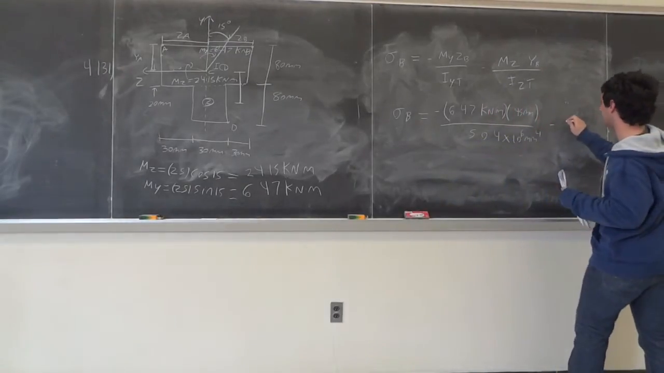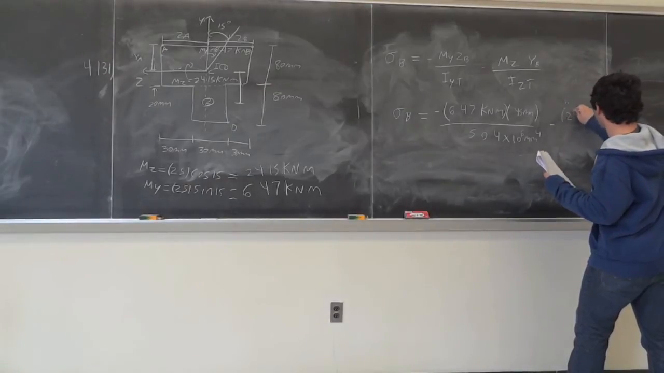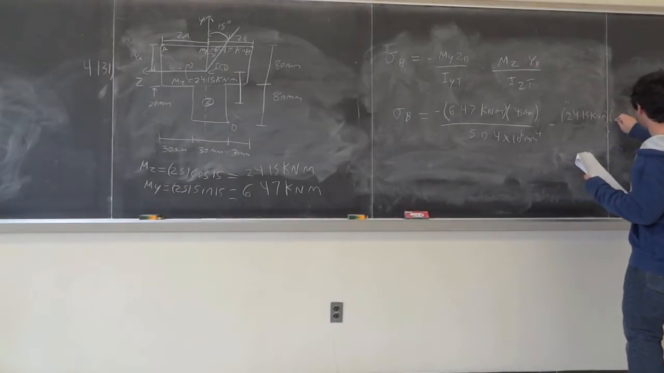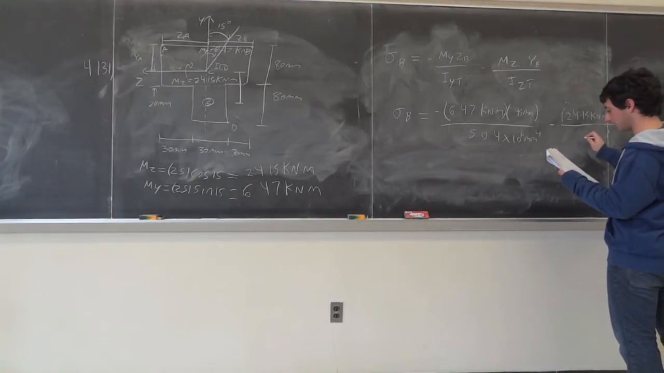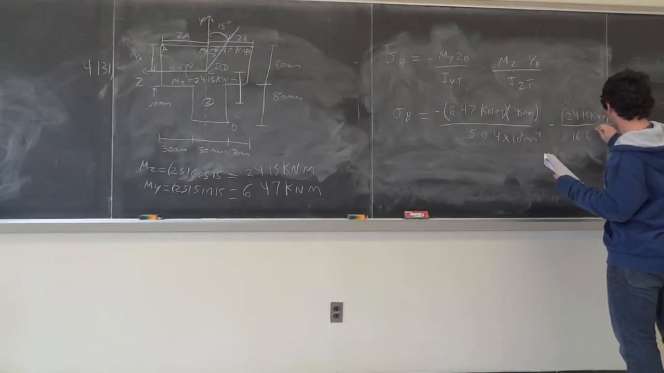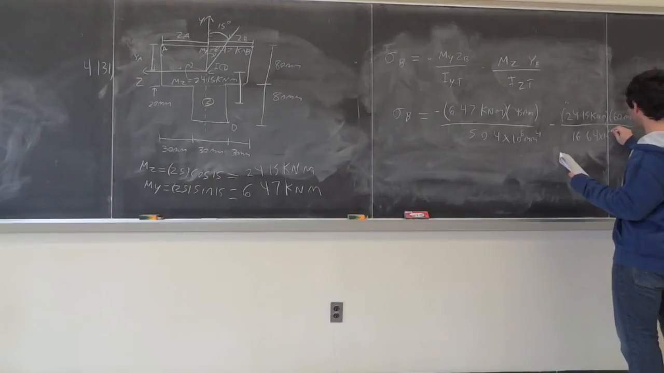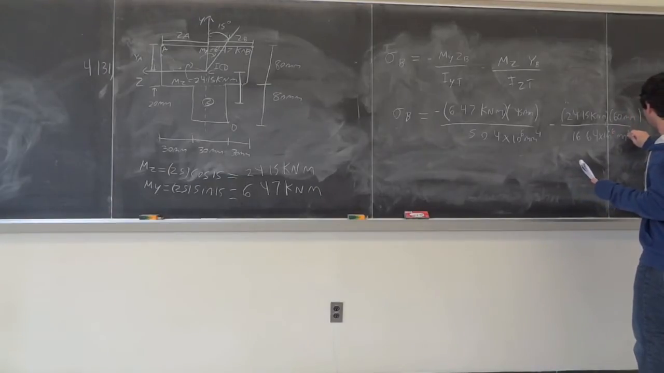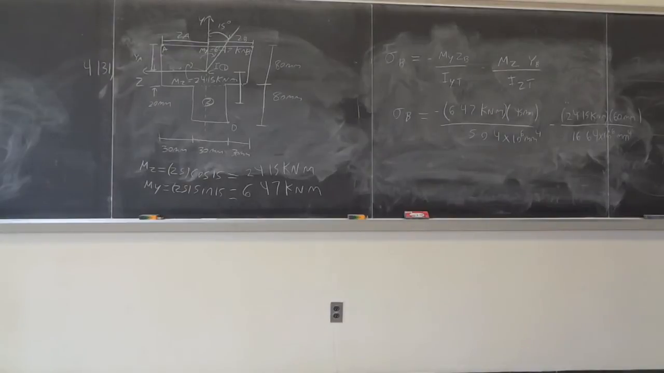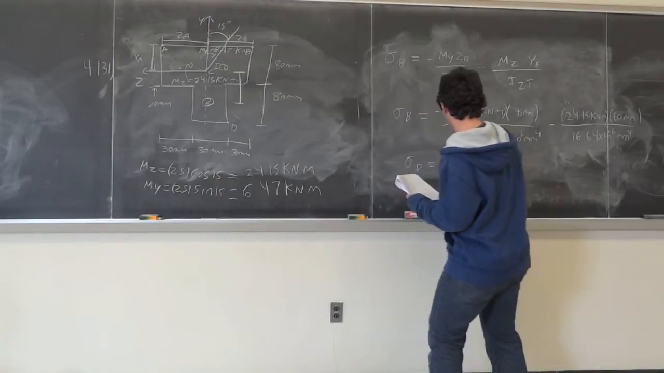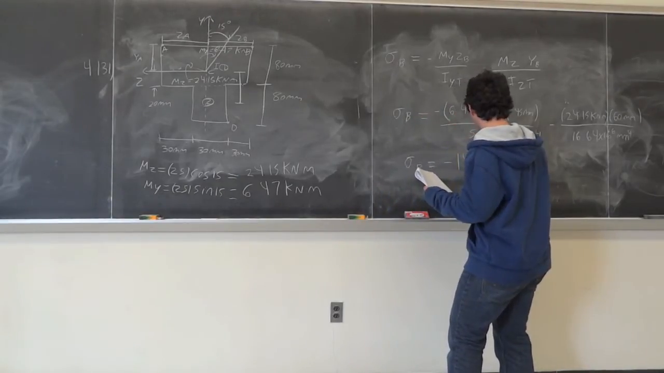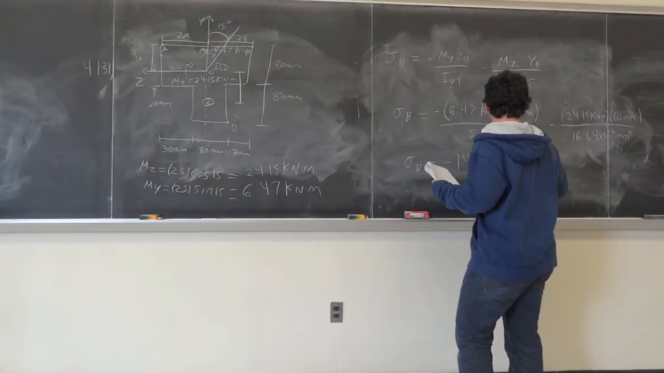And then you have minus 24.15 kilonewton times a meter multiplied by 60 millimeters all over the total moment of inertia, which is 16.64 times 10 to the 6 millimeters to the 4th. Okay, so the stress at B you get is minus 144.8 MPa.